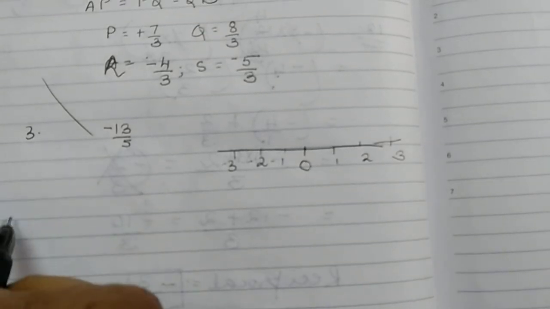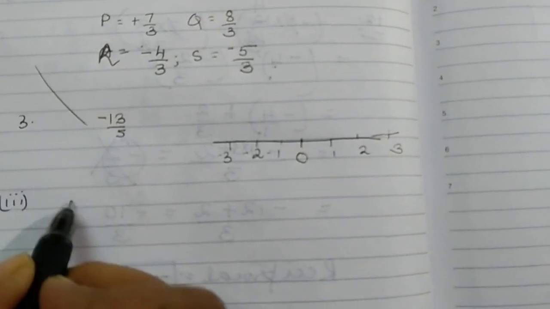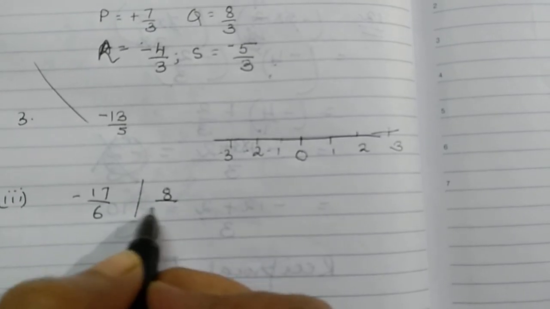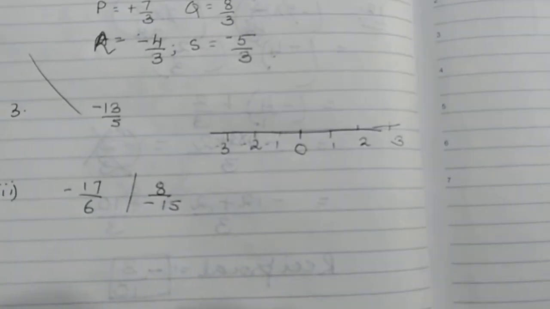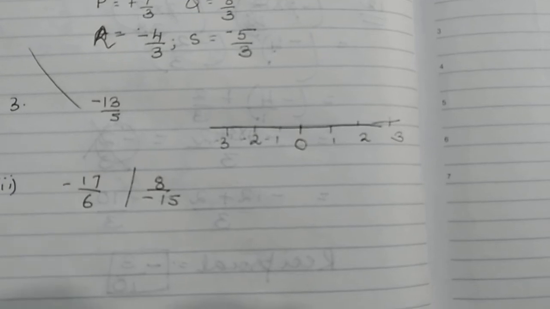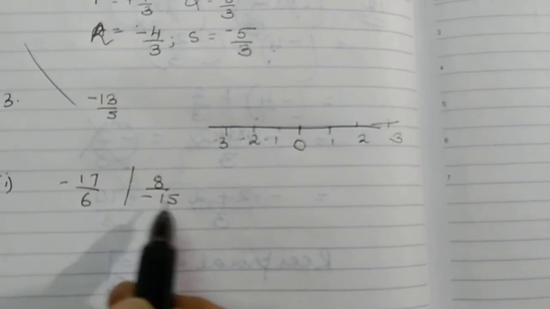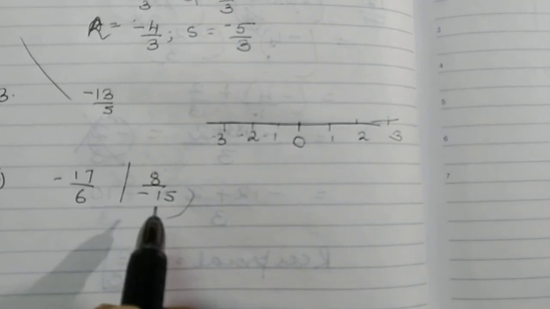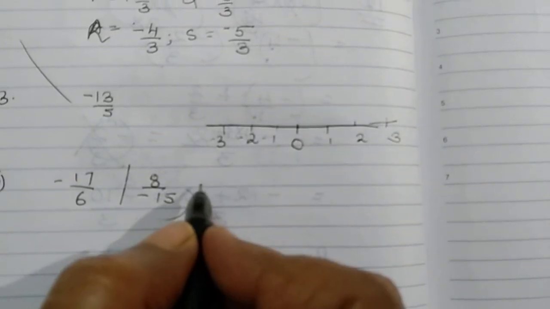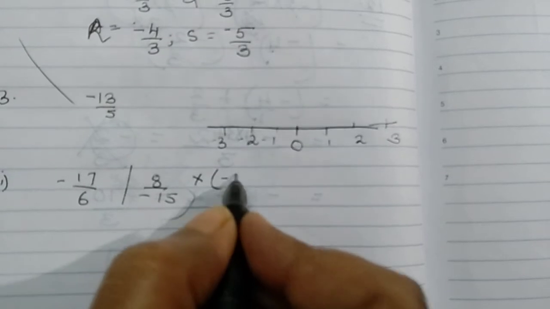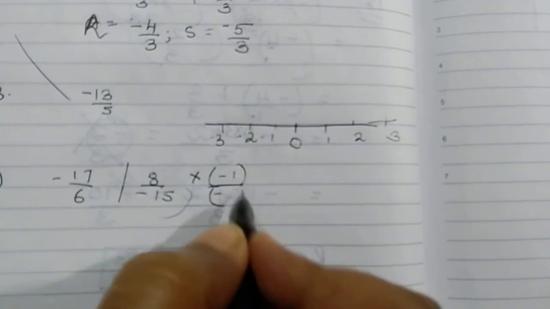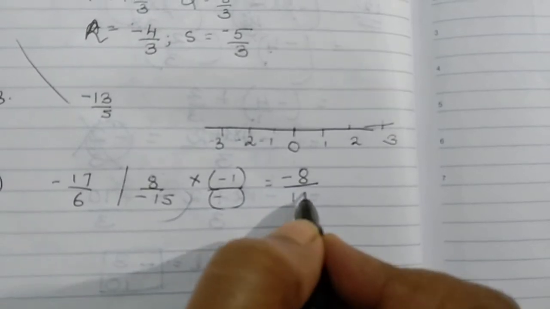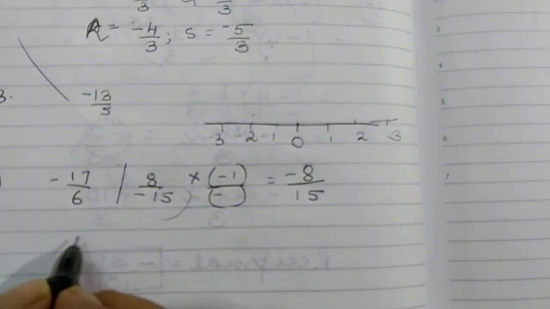Question number 3, third part, it is -17 by 6 and 8 by -15. If you have these numbers, what is the best thing to do? It is always better if you compare two numbers to make the denominator positive. How do you make the denominator positive? Girls, you have learned that you multiply this with -1 and this also with -1. So this becomes -8 by plus 15.